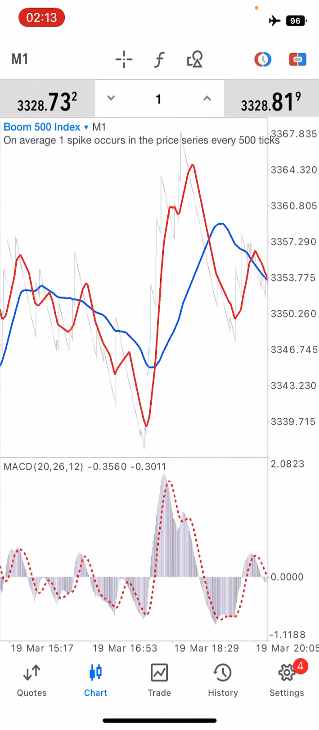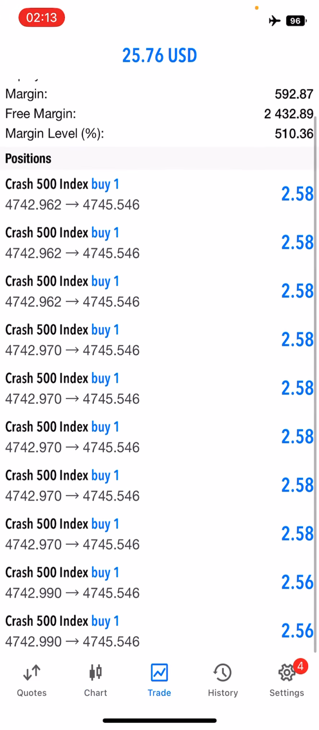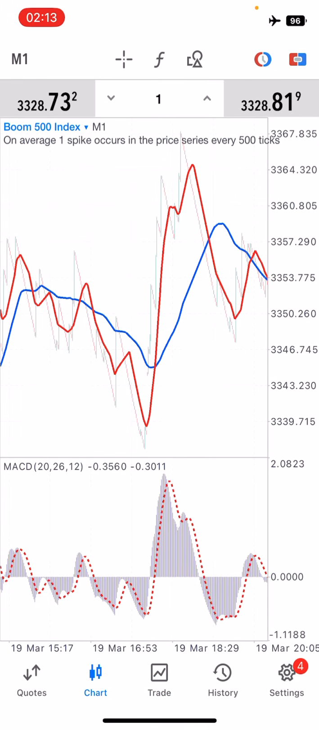Okay, so let's talk about the time frame that we're going to be using. We are going to be using our 1 minute time frame. Why? Because we want to scalp. We want to scalp in the market, and we want to get those quick returns, right? We want to get this as quickly as possible.